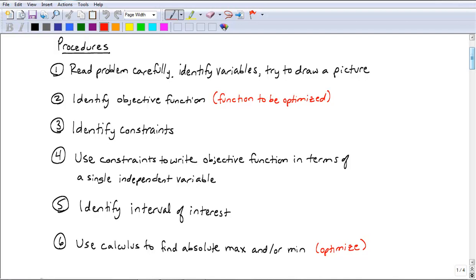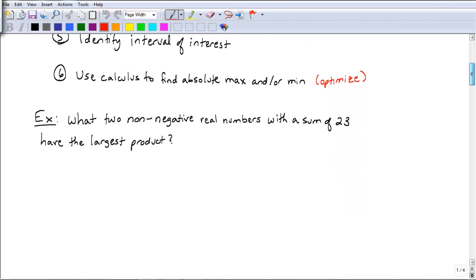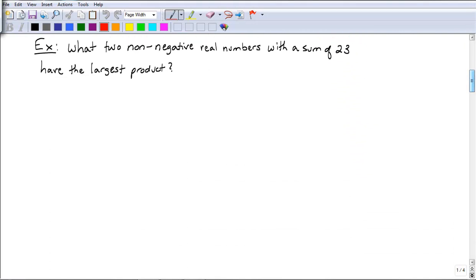So I have a couple examples here I want to work through from 4.4, but the same idea applies for all these examples. The first one says, what two non-negative real numbers with a sum of 23 have the largest possible product? And there's two things we need here. We need a function to find the derivative of that we're trying to optimize. A lot of times you'll see largest, biggest, smallest, least, maximize, minimize. Those are types of words to let you know where the objective function is. Here, the objective function is the product of two real numbers.